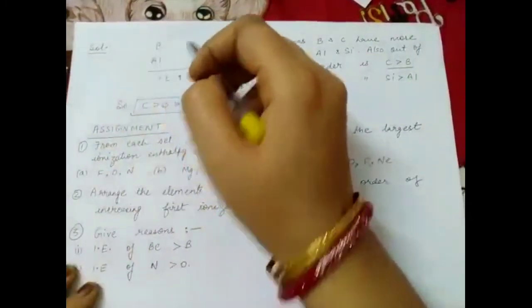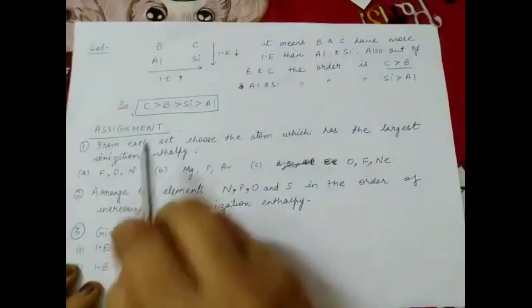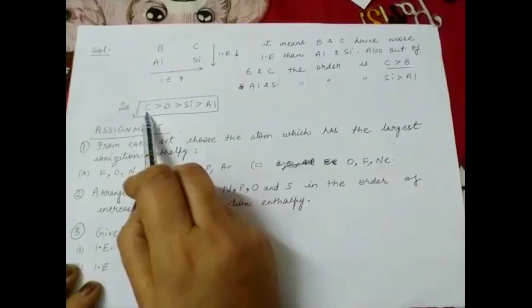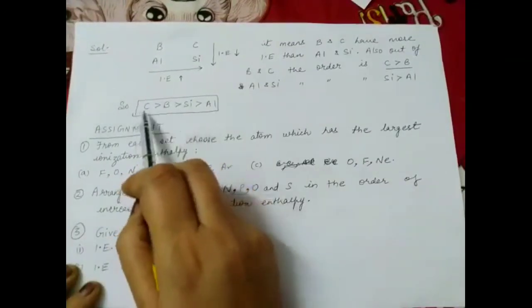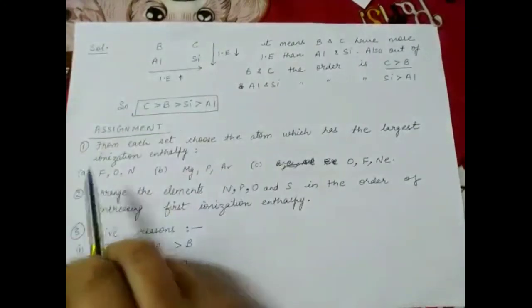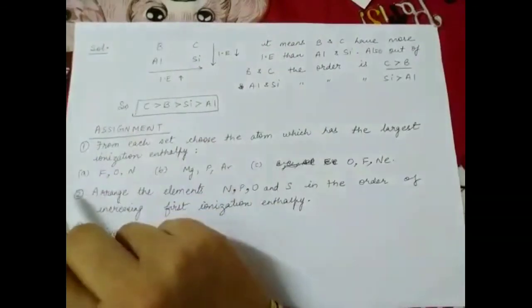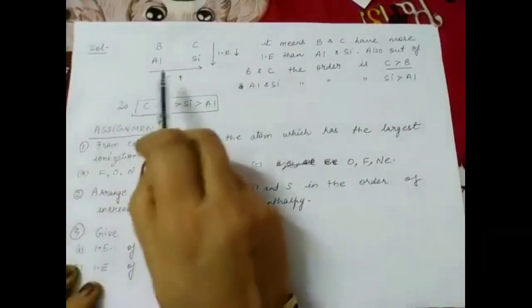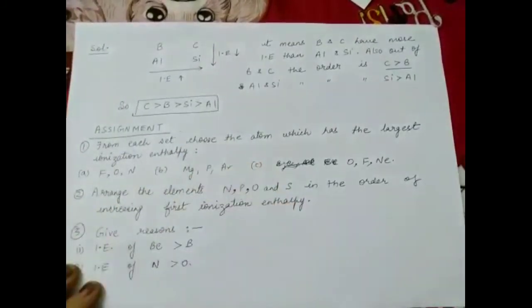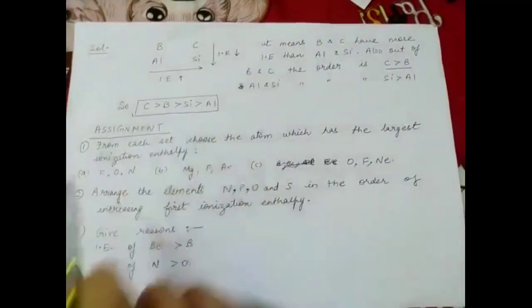So out of these four elements, the one with the highest ionization enthalpy is carbon. We have to arrange them in decreasing order. Decreasing means more to less. So carbon has the highest ionization enthalpy. Afterwards boron will come. Now out of aluminium and silicon, which has more? Definitely silicon, because it is to the right of the periodic table. So silicon has more, and last aluminium will come. So this is the decreasing order. Decreasing order means more to less, so you have to put the proper sign in the order.